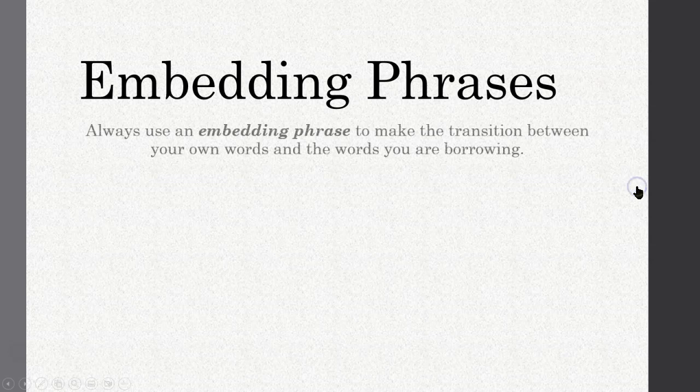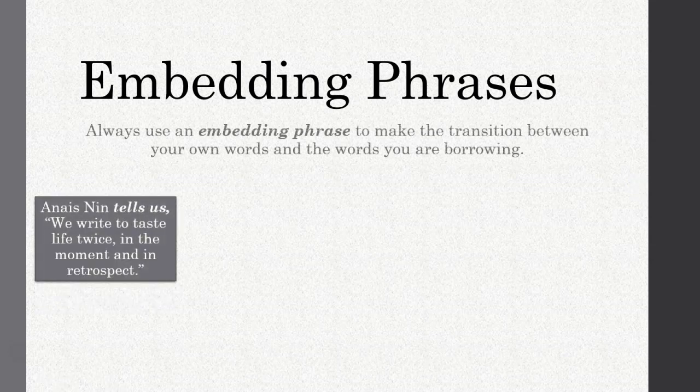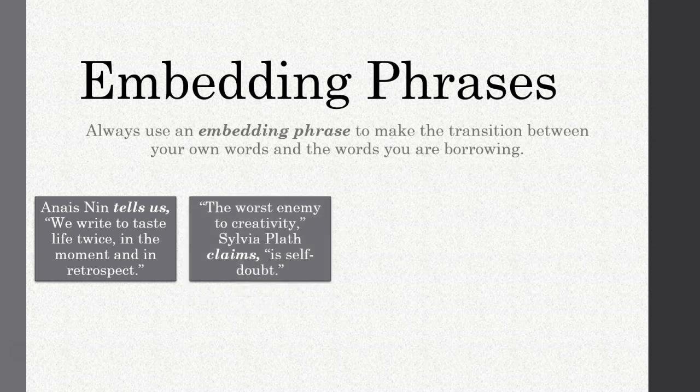Next, we will look at some common examples of embedding phrases that help us make the transition from our words to the borrowed words. In this example, Anais Nin tells us we write to taste life twice, in the moment and in retrospect. Where tells us is the embedding phrase. Next, we can look at the worst enemy to creativity, Sylvia Plath claims, is self-doubt.